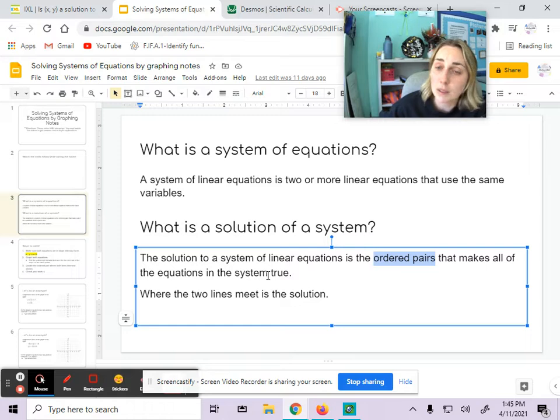First way is by graphing, and that's what we're doing today, right now. And then there's substitution. And then there's another one called elimination. So we're going to talk about those, and it'll be all right.